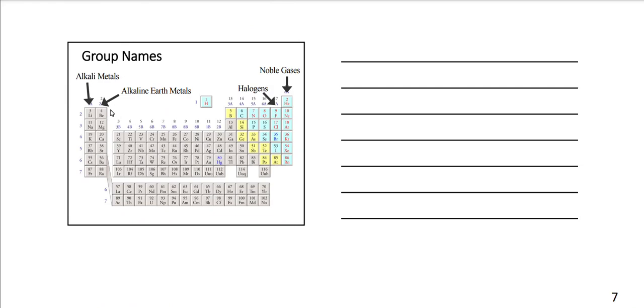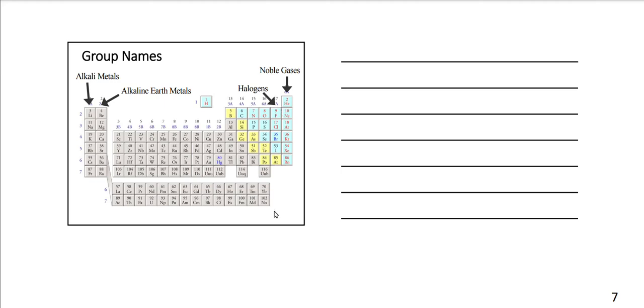The group names, I would like you all to memorize and understand, because we will be referring to them from now on, and even moving forward when we're talking about chemical bonding. In order to understand why ionic and covalent bonds form, it is important to understand that sodium, for example, belongs to the alkali metals, group 1, or the alkaline earth metals, like magnesium in group 2, the halogens, fluorine and chlorine, and the noble gases as well. I expect all of you to be familiar with these names for the groups in the periodic table.